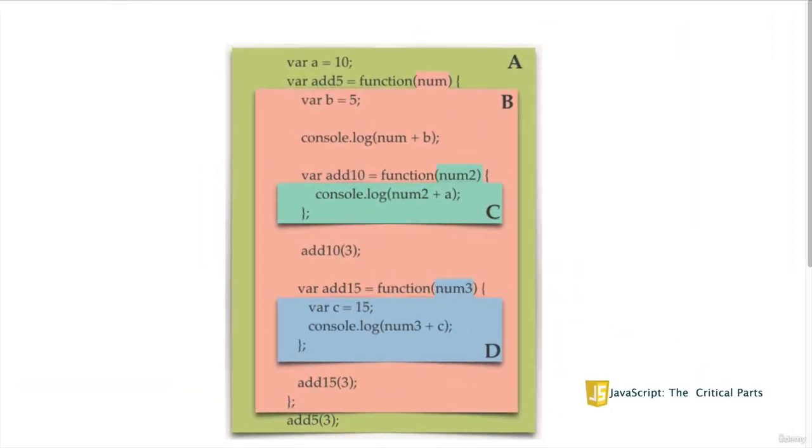Here I've color-coded the different scopes that are established. The outer one I've labeled A, and then inside of the add5 function, B, and then the add10 function, C, and the add15 function, D. Now notice that C and D both have the same scope chain because B is the parent to both. And so they both have access to variable B, but they can't access each other's scope. And they both have access to variable A because that's also a parent as well.